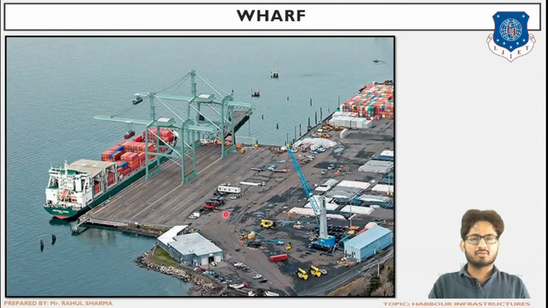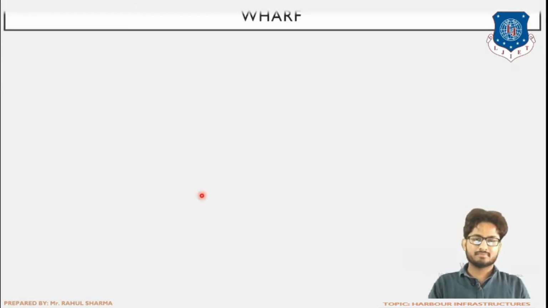Again, this is an image for wharf where we can see girders are provided for handling the heavyweight cargo or commodity. This is again a platform which is parallel to the shore, and as we can see here, single side berthing of ship can be done. So on this one side, single side berthing of ships can be done in wharf.